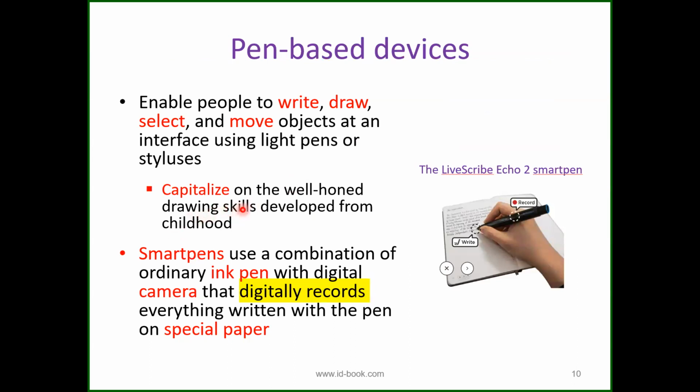It capitalizes on the well-honed drawing skills developed from childhood. It becomes very easy to draw with a smart pen, right? Smart pens use a combination of an ordinary ink pen with a digital camera inside it. It can digitally record everything the pen is writing on a special paper. Whatever you wrote, you can just save it and share it with others. So a recording button is also there. This is an example of the Livescribe Echo smart pen.